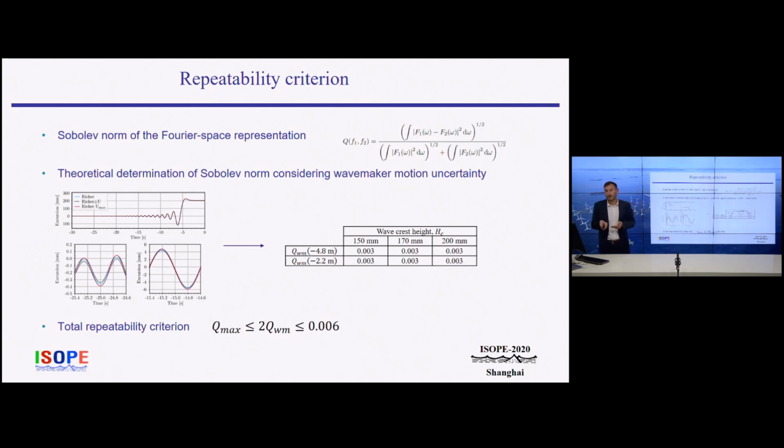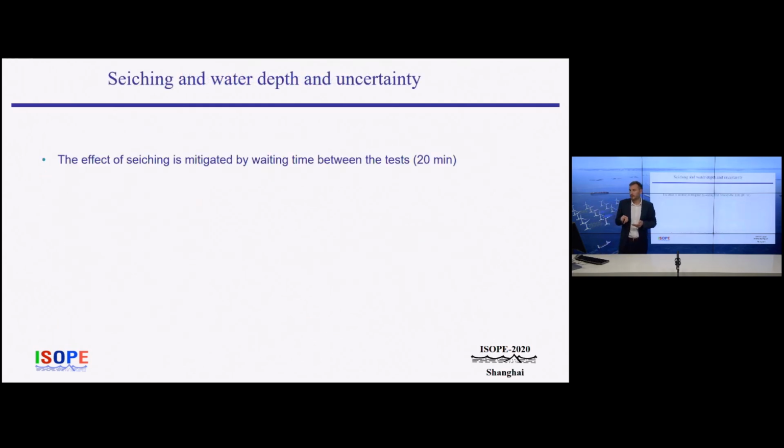The study showed that sloshing in global flow repeatability is not as important as the accurate control and measurement of the water depth. So for typical waiting times, about 20 minutes, which we use in the facility, the effects of sloshing are negligible.